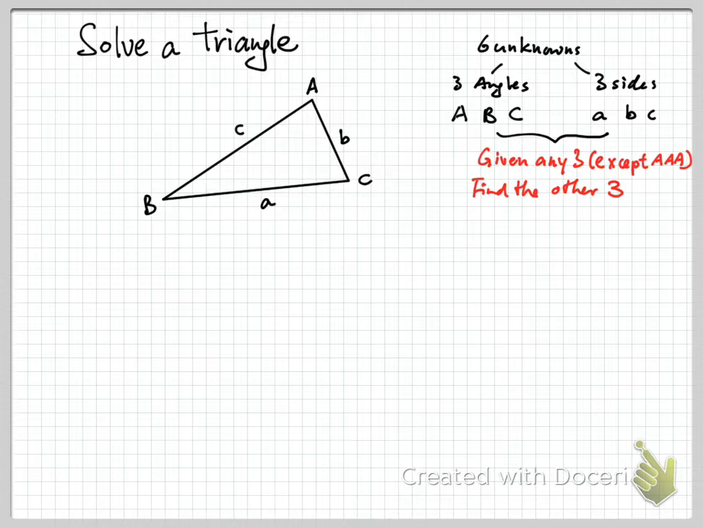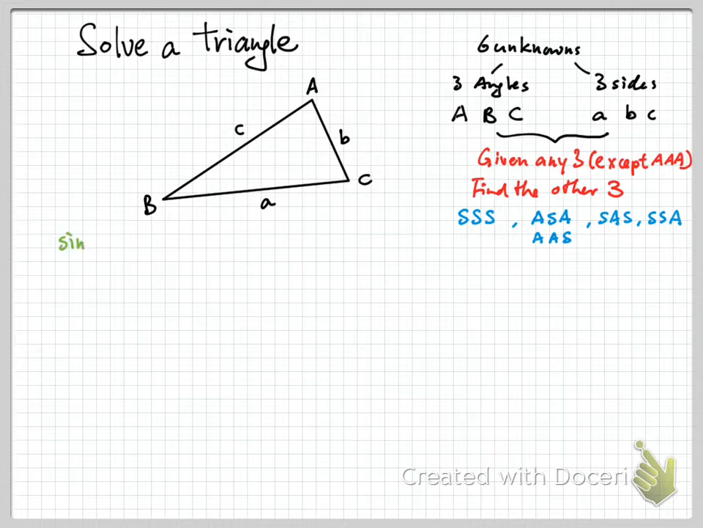Alright. So what are the 3 pieces of information? It can be all the sides, like triple S. It can be ASA or AAS. It can be SAS. It can be SSA. These are the situations where you have 3 pieces of information. Once you have the 3 pieces of information, we can find the other 3. Now there are 2 sets of tools that we can use to find the unknowns in the triangle.